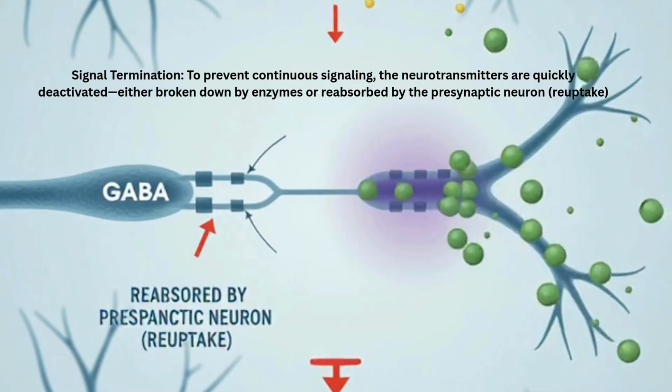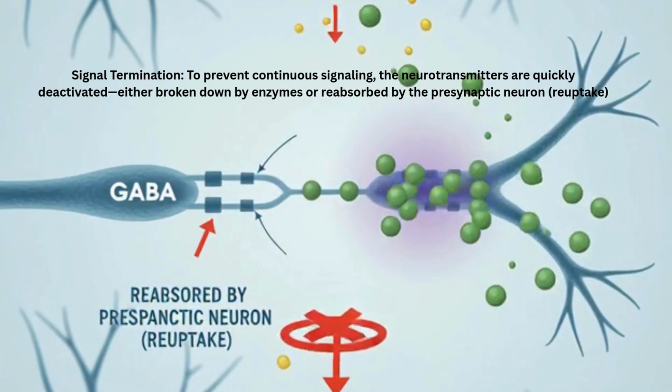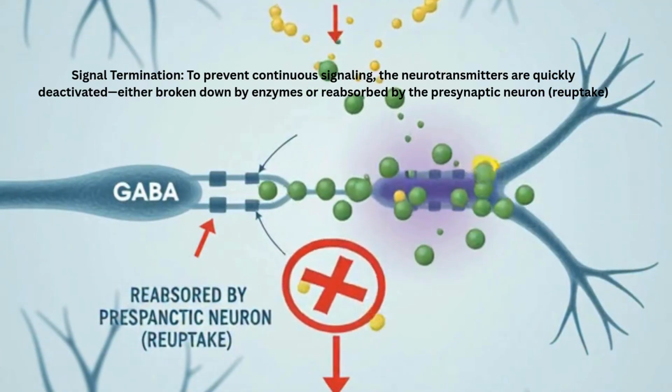Signal termination. To prevent continuous signaling, the neurotransmitters are quickly deactivated, either broken down by enzymes or reabsorbed by the presynaptic neuron, a process called reuptake.